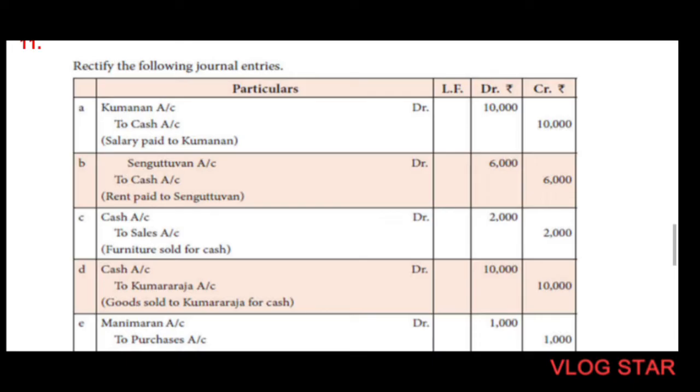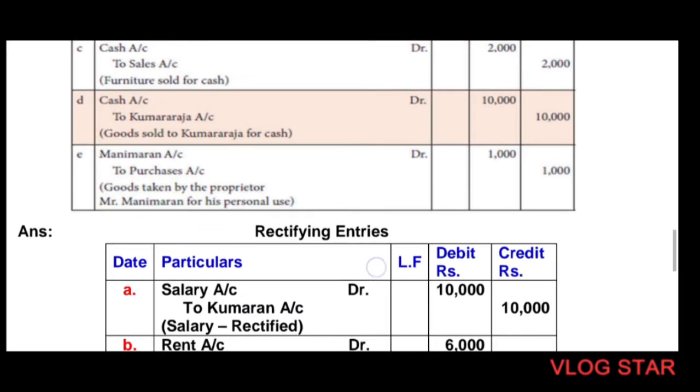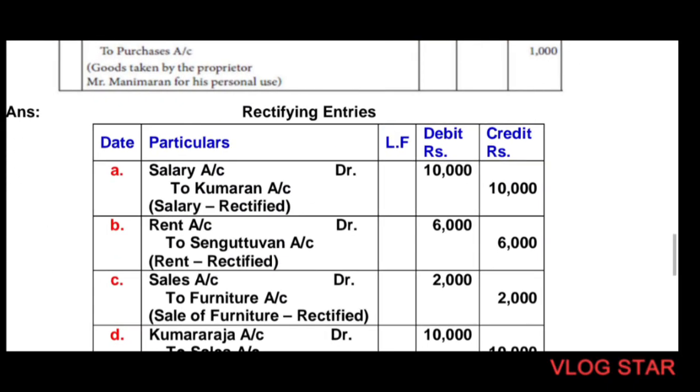So if it is written in the debit side, we have to correct it. When we correct it, we have to write in the opposite side, the credit side. See, rent account debit is the original answer, so we write rent account in the debit side. And Sengutuvan, which is written in the question on the debit side, now we write on the opposite side, credit side, to Sengutuvan account 6000. So now rent is rectified.